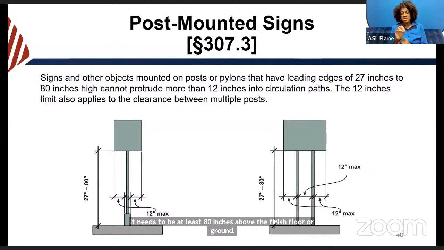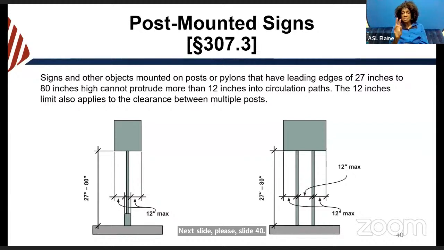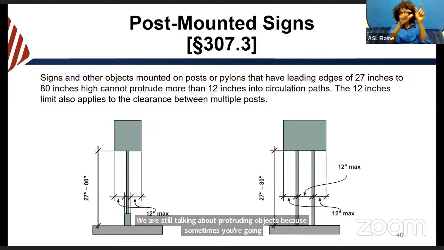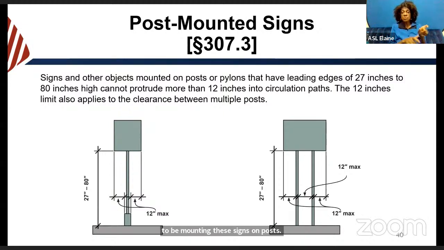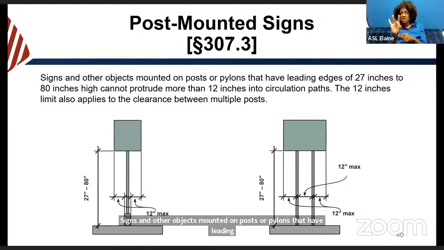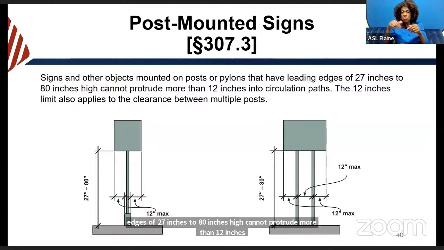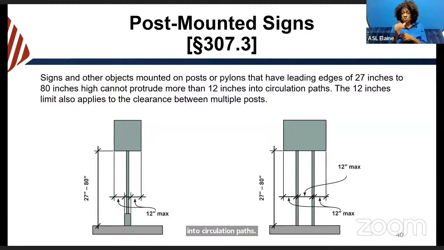And post-mounted signs, section 307.3. We are still talking about protruding objects because sometimes you're going to be mounting these signs on posts. Signs and other objects mounted on posts or pylons that have leading edges of 27 inches to 80 inches high cannot protrude more than 12 inches into circulation paths. The 12 inches limit also applies to the clearance between multiple posts.